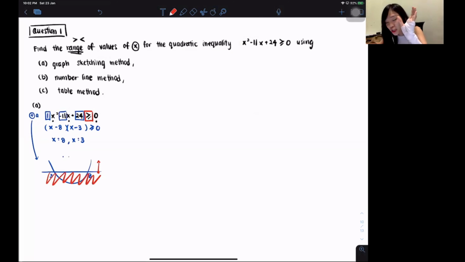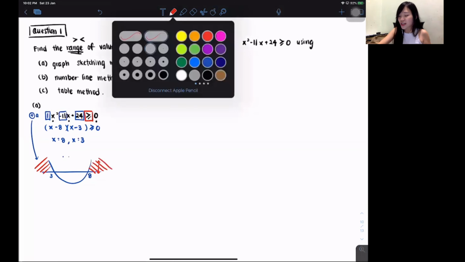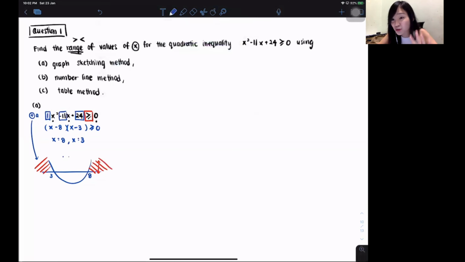Can you guys see a bowl shape? Can see bowl? Sketch the bowl. Cannot see the bowl? Sketch the side. Okay, the one I sketched is the answer. So guys, what's my answer? Don't stop at sketching, must write it out.